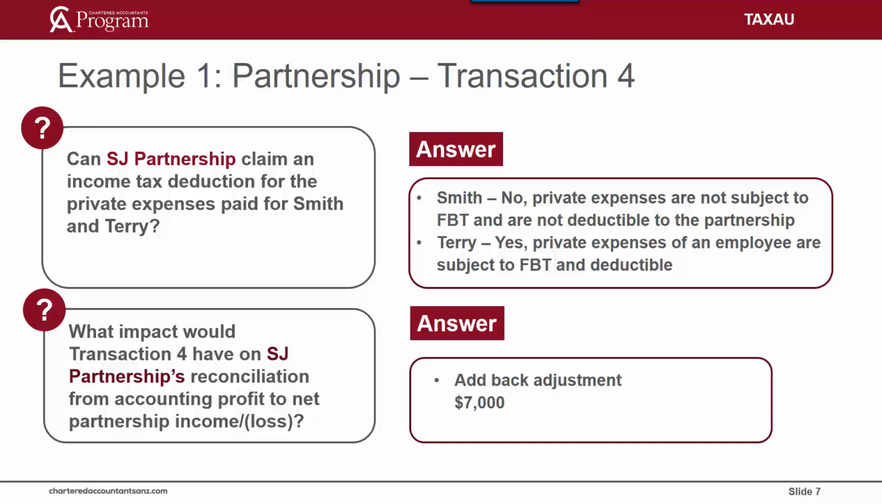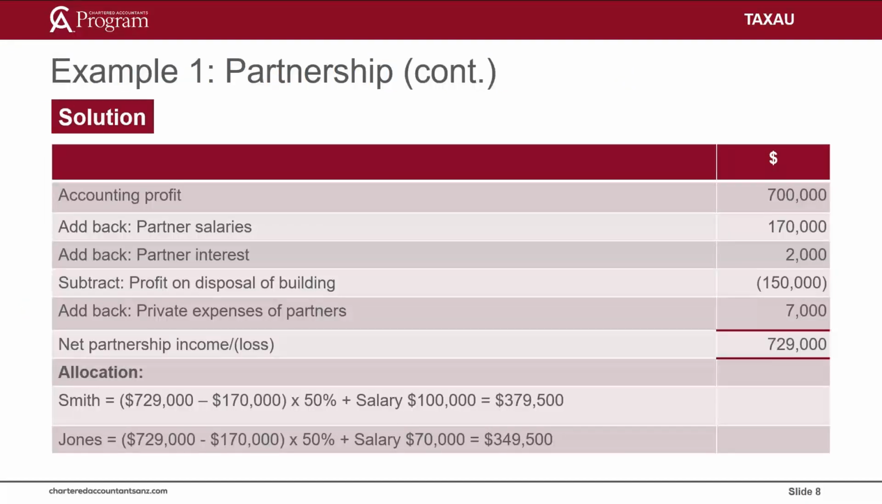The correct answer is an add-back adjustment of $7,000 in the partnership's net income reconciliation for tax. This is because the school fees paid on behalf of Smith have been expensed in the partnership's accounting profit. This would increase the net income which is distributed and accessible to the partners under Section 92. The required task asks you to prepare a reconciliation.